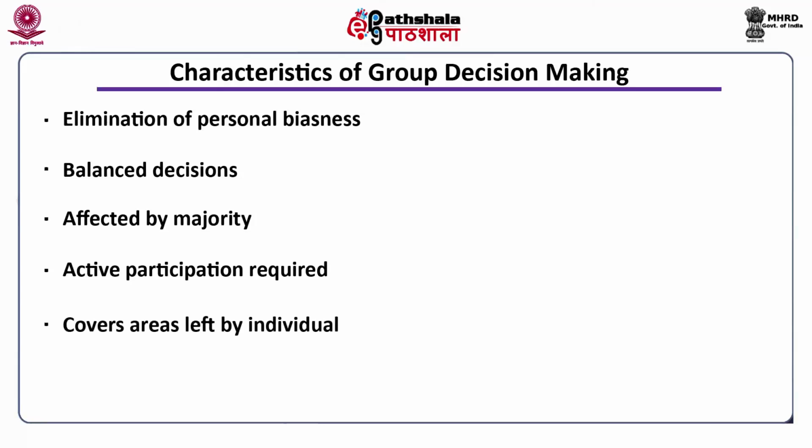Then we can say it covers areas left by the individual. The group decision making process is at an advantage as the group covers the areas which may be left by an individual due to a limited approach towards that area.